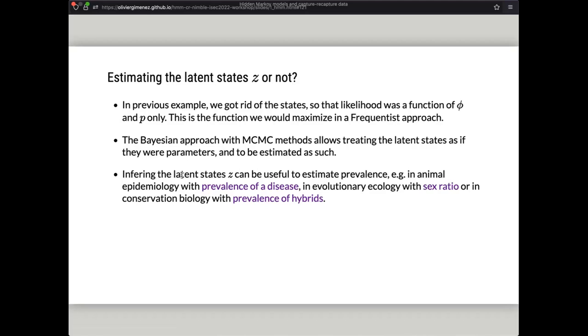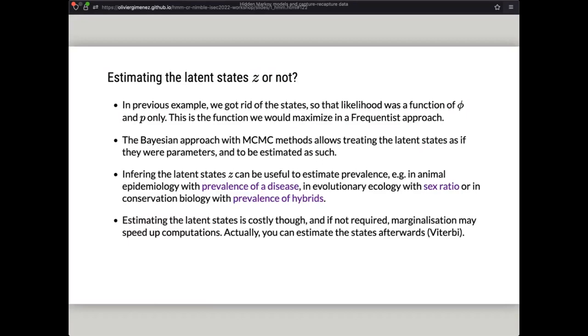And inferring the latent states, the Z, can be very useful to estimate, for example, prevalence in animal epidemiology, like we will see in another session. In evolutionary ecology, when you want to estimate sex ratio and you don't have the sex for all individuals. In conservation biology, when you want to estimate the prevalence of hybrids and you have states for individuals, and you want to say whether you were alive as a hybrid or as a non-hybrid and so on. So inferring the latent states, the Z, is very useful.